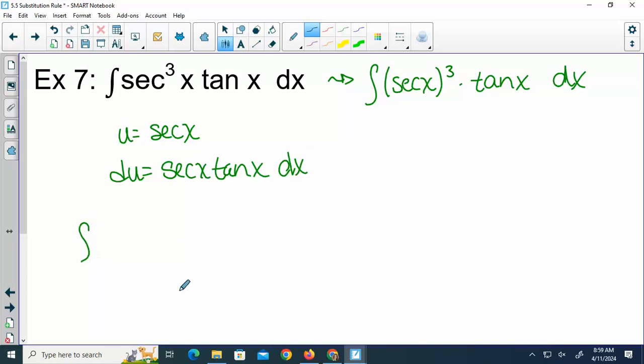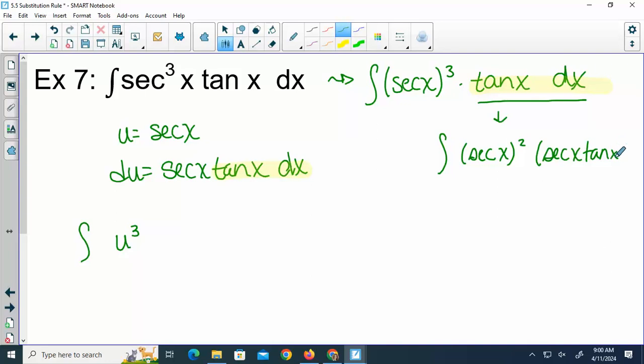Now, when you go to rewrite this, we had secant to the third. If I write that as u to the third, then I run into trouble because all I have left is a tangent x dx, but this one also has a secant with it. I need to be able to write this integral as something times the secant x tangent x. So if I did that, wouldn't that be equivalent to saying secant squared times secant tangent dx? So this portion is my du.